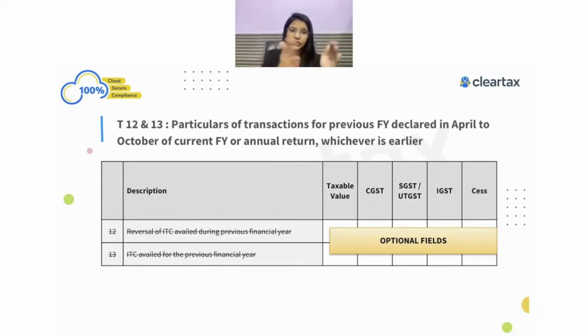Again, the ITC which was related to the current year but claimed in the next year has to be shown in table 13. ITC related to the current year but reversed in the next year has to be shown in table number 12. Right. So this is the information which we have to show, and though it is optional in nature, it's always recommended that you show this information properly, because this is very useful when you have received any notice, as it will help you justify that yes, there is ITC which has been claimed in the next year, or there is some reversal related to the current year that has been done in the next year.